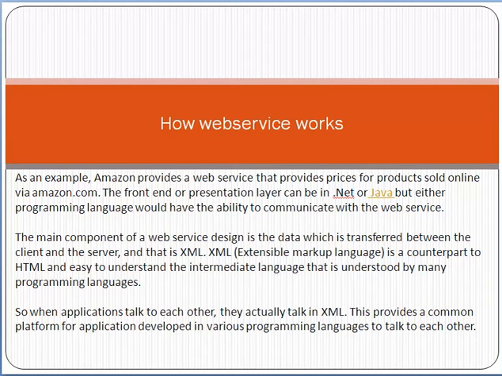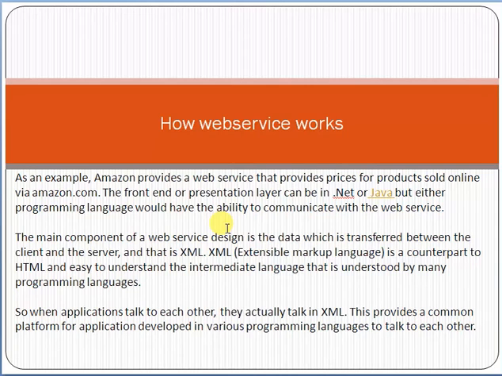For example, Amazon provides a web service that provides prices for products sold online via amazon.com. The front end or presentation layer can be in .NET or Java, but either programming language would have the ability to communicate with the web service. Let's assume that you are making your own website. On the website you want to show the product prices from amazon.com. So amazon.com can give you a web service which you can call, and when you call, the web service will return these prices of the product. This is a very simple example.